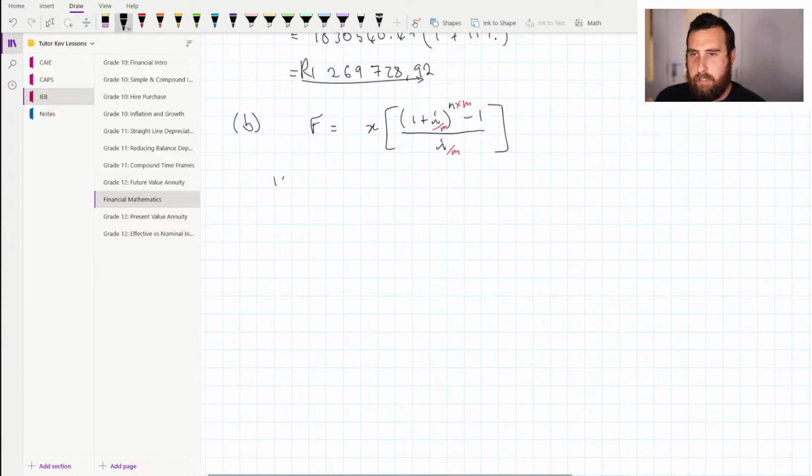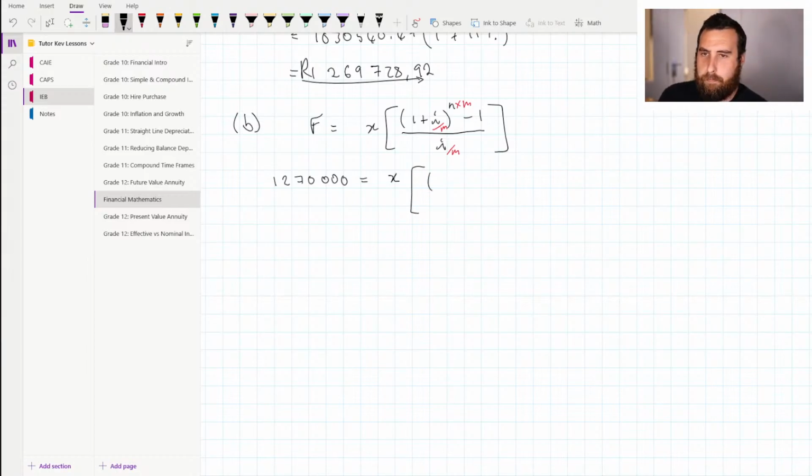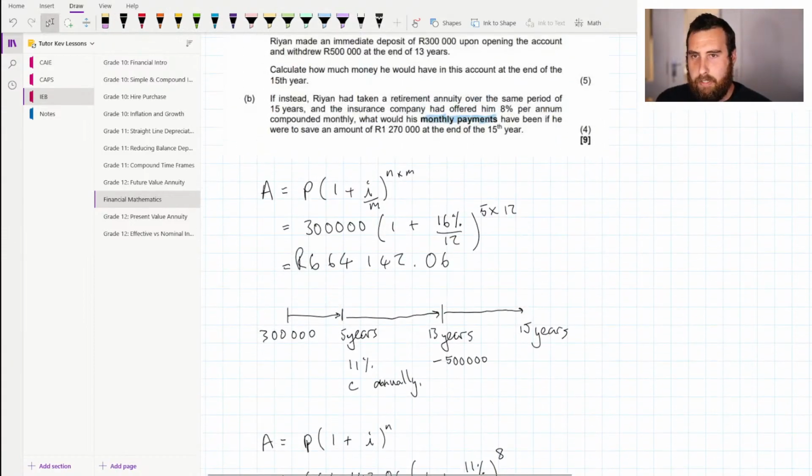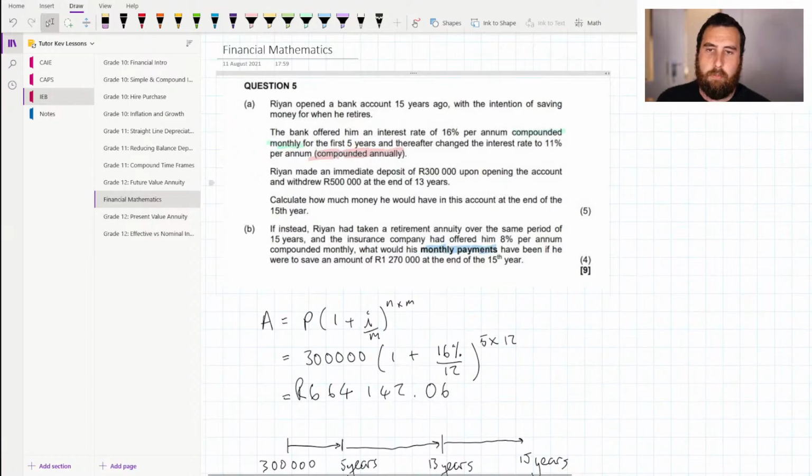The amount that Rian wants to have at the end of his saving period, which is 15 years, is 1,270,000, and X is the monthly installment, the monthly payment that we need to make in order to get this amount. So that's what we're trying to solve for. We're trying to solve for X. Sounds like some bad maths joke. And so it's going to be 1 plus, and then what is our interest rate? They tell us they're going to give us 8% per annum.